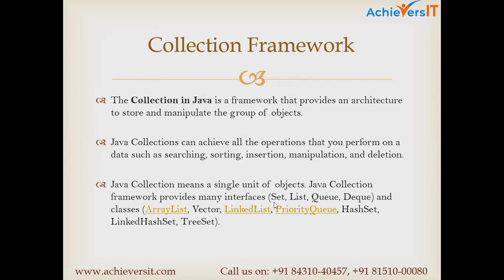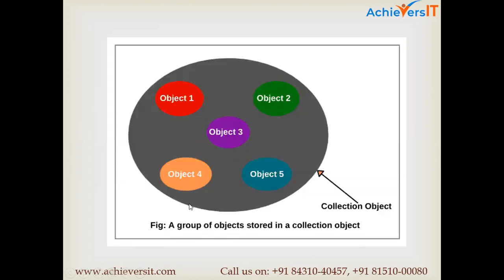We have many interfaces. As I told you, Java is very huge, with many classes like array list, vector, linked list. Okay, and we have interfaces like set, list, queue, dequeue. I'll be covering list, linked list and hash map today. Just this gray color, what you're seeing, is the complete collection. Objects are stored in a collection object.